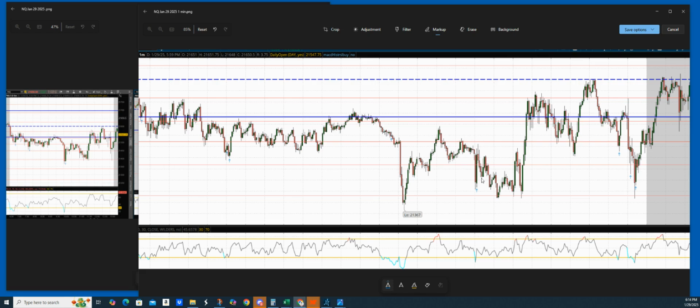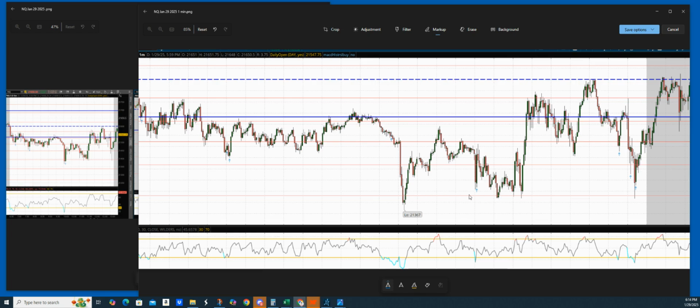Now, the market did drop. This is just before the news. You could see how the market started going up and down. It was pretty crazy there. But then it dropped all the way to this level again, and it did find support at this level.